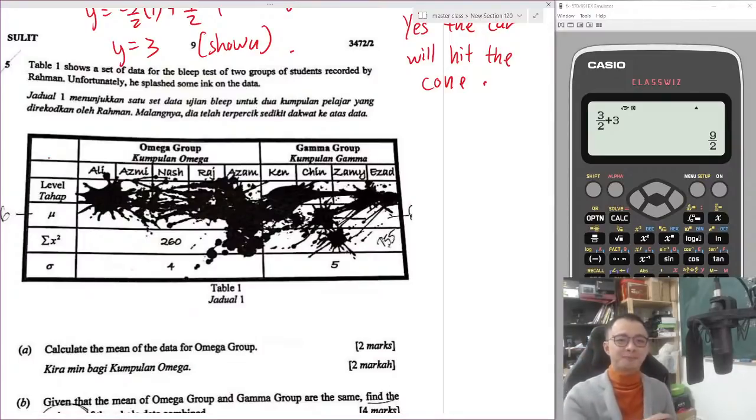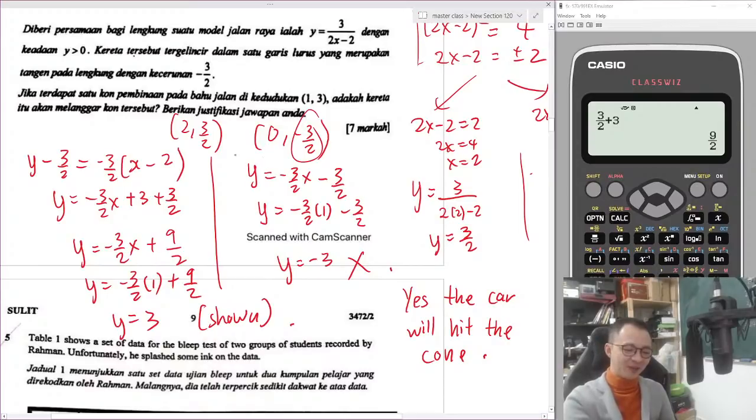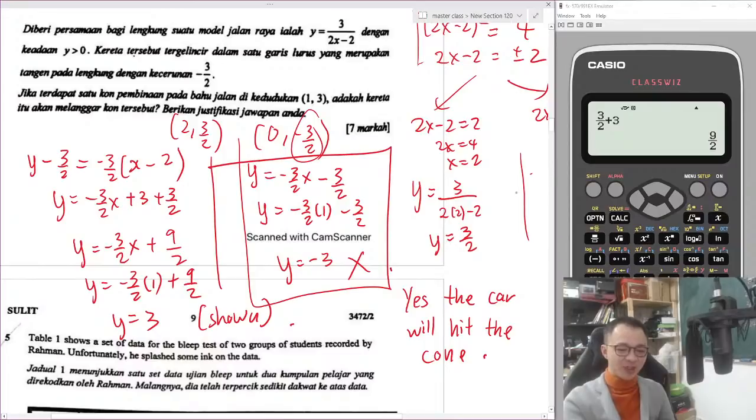Alright, oh yeah, y must be bigger than 0, right? You are right. Thanks for telling me about that. Then y must be bigger than 0, so therefore this one is rejected. Because at the very beginning, the question does say they want the range y bigger than 0, but this one y equals negative 3, so we cannot take this one. So we only have one equation. This coordinate will just be cancelled out. Yep, thanks for that.